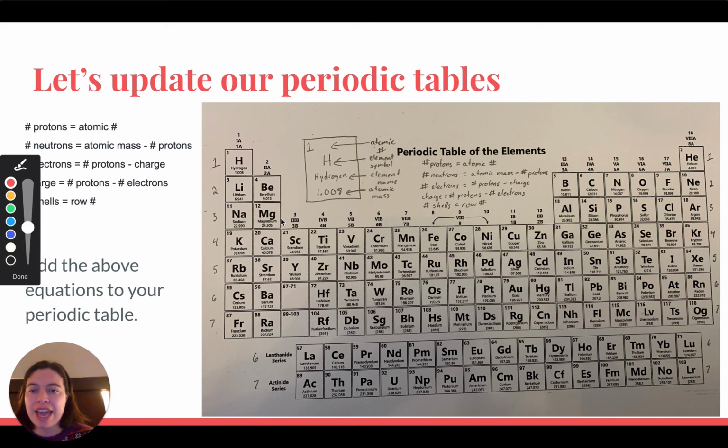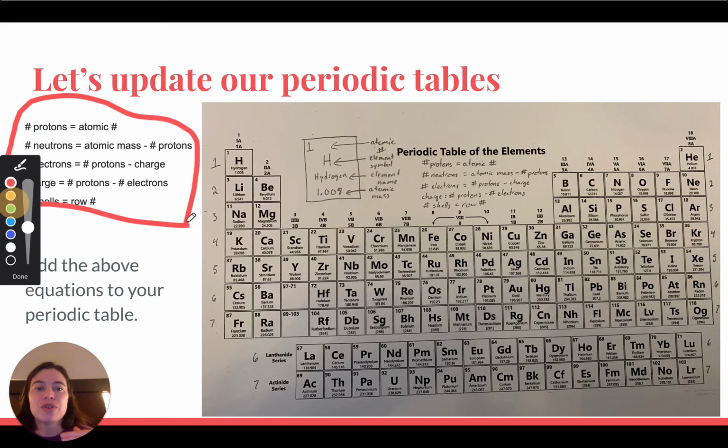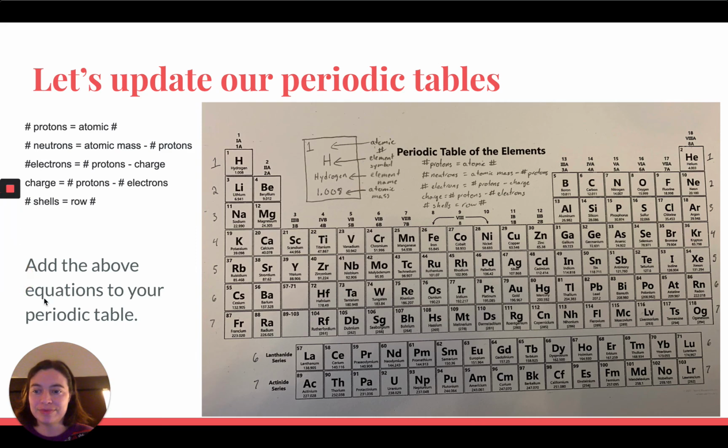So you can see I have written those here on my periodic table. I know that I have pretty small handwriting, so I can fit that here. If your handwriting is bigger, you might want to flip your periodic table over and add those formulas to the back. You can see them written out here for you. What I would recommend is pause the video now, write those formulas down, and then hit play once you're ready. All right, ready? Let's move on.